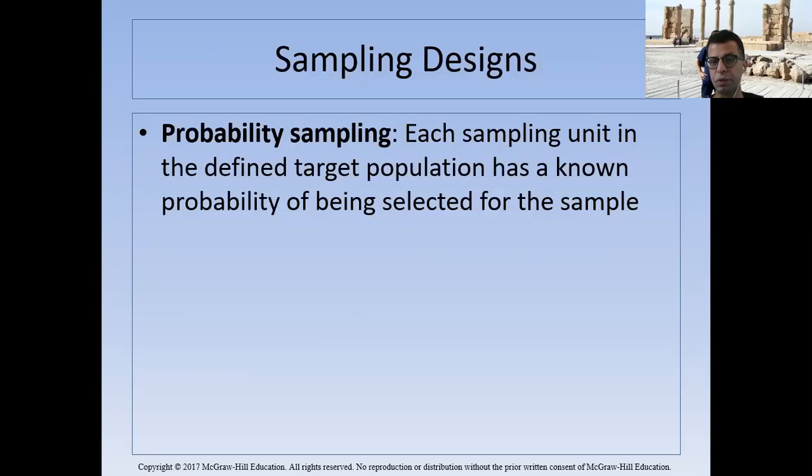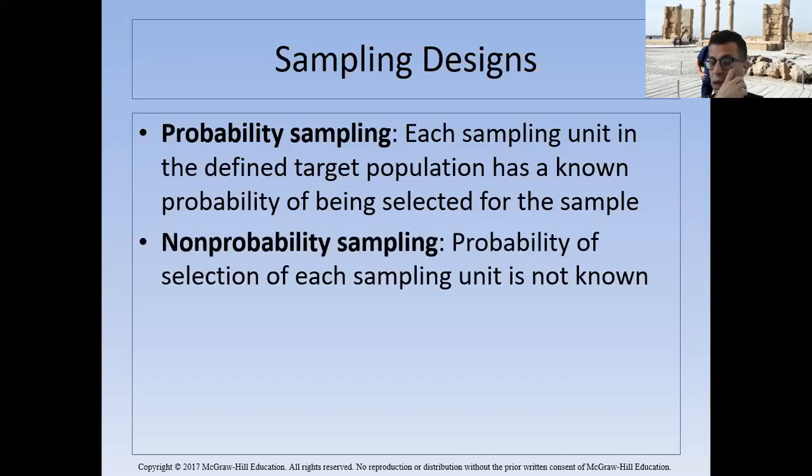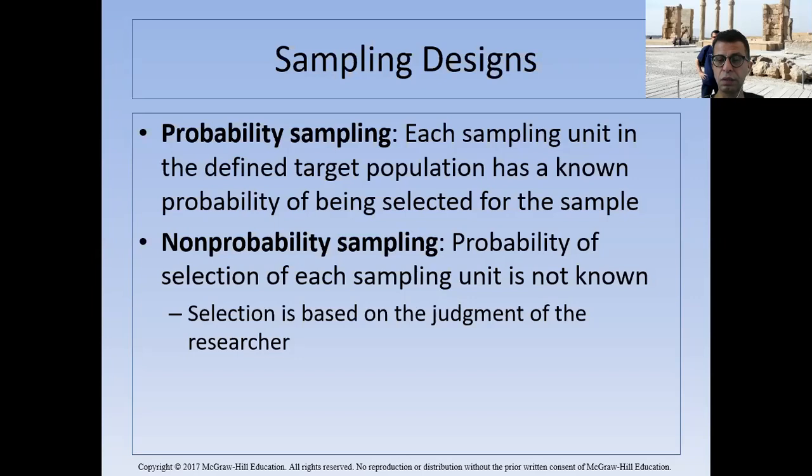In probability sampling, each sample unit in the defined target population has a known probability. So we need to say what the probability of this person getting selected is. Very important. Non-probability is where we cannot really see the chance of this person getting selected. We just pick people randomly, and we don't know whether the chance of him being selected is 1% or 5%. It's basically based on our judgment.